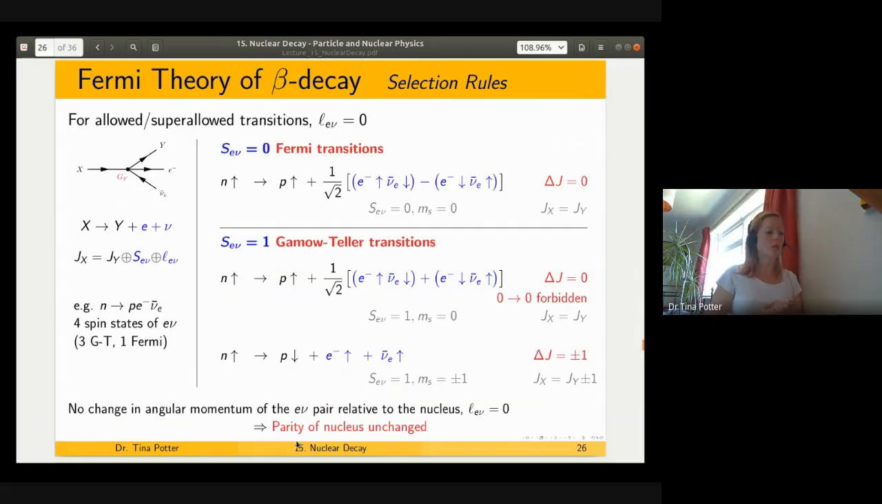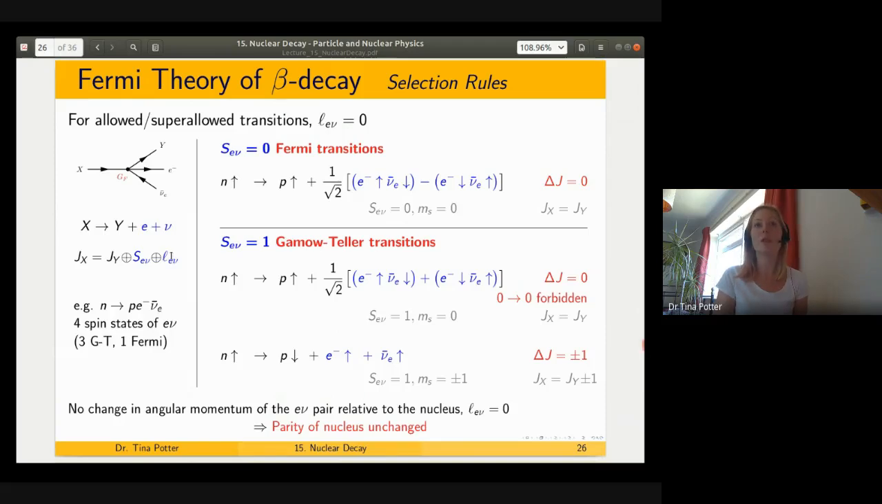So what we're going to look at here is the case of some nucleus decaying to another one, emitting an electron and an anti-electron neutrino. So X going to Y plus this electron and neutrino pair. We need to conserve J. So the angular momentum of the parent nucleus is the angular momentum of the final state nucleus, and then it depends on the spin and the orbital angular momentum of the electron and neutrino pair.